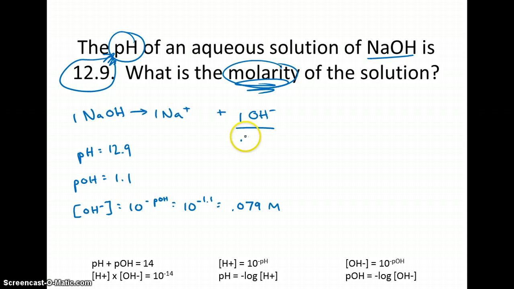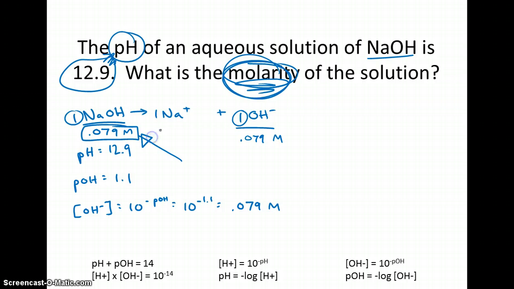I just figured out the concentration of OH minus is 0.079. Well, there is a 1 to 1 molar ratio here. So if the concentration of OH minus is 0.079, the concentration of sodium hydroxide must also be 0.079. What's this problem asking for? It's asking for the molarity of the sodium hydroxide. Molarity is concentration. So the molarity of sodium hydroxide is 0.079. There's your answer.